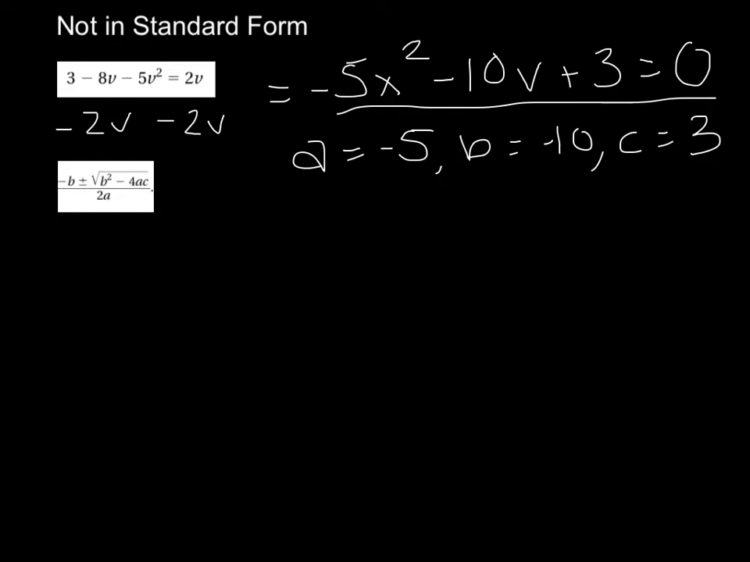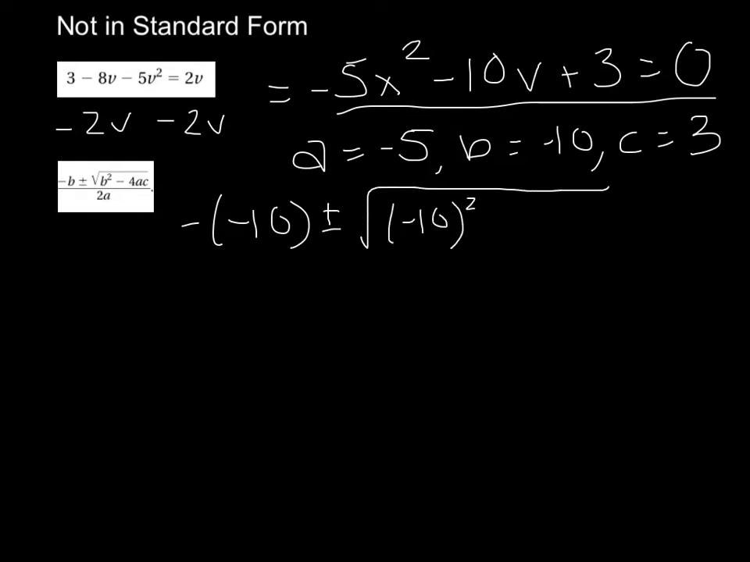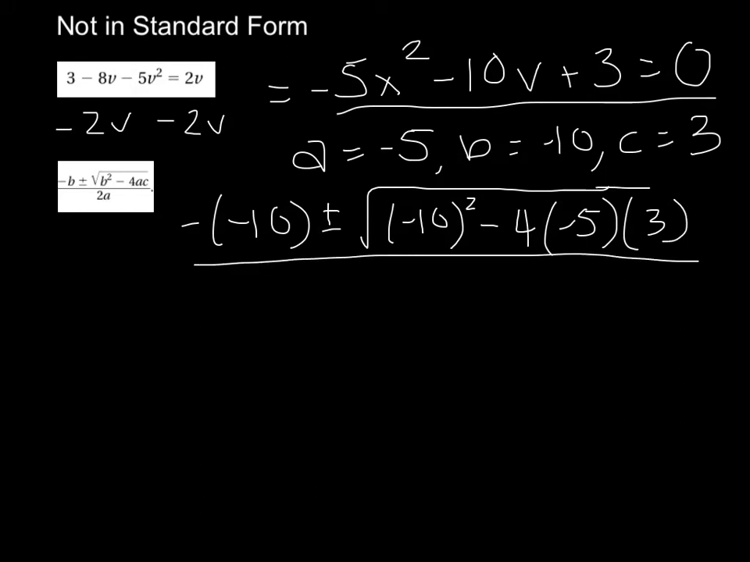There's a little snippet of the quadratic formula again. So now we just substitute our values in. -10 plus or minus the square root of -10 squared minus 4 times -5 times +3, all over 2 times -5.